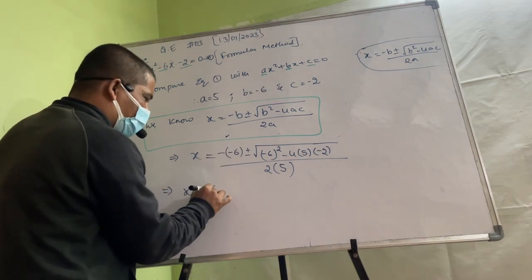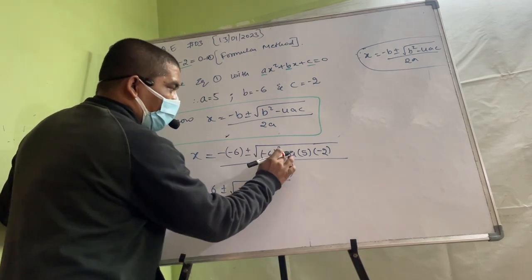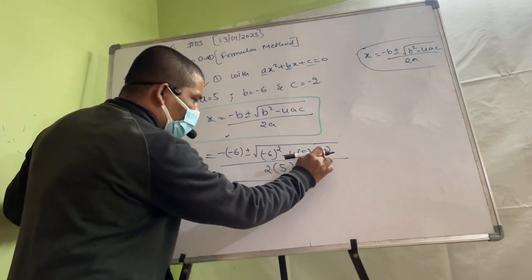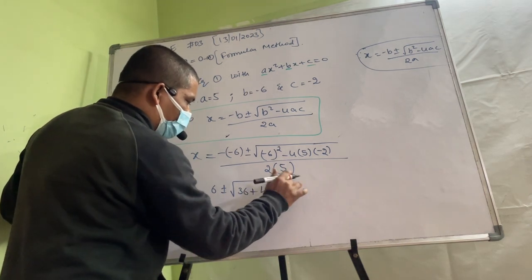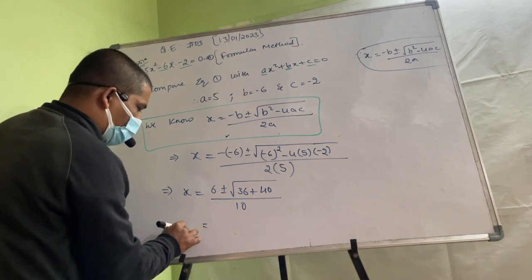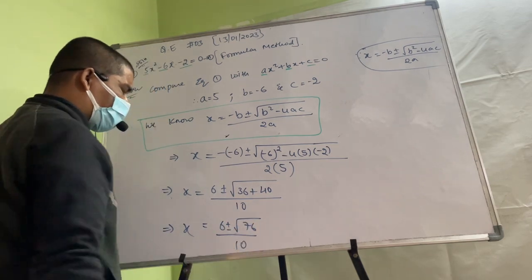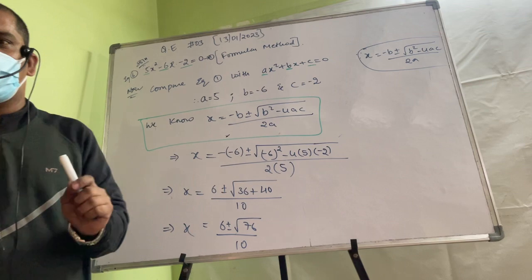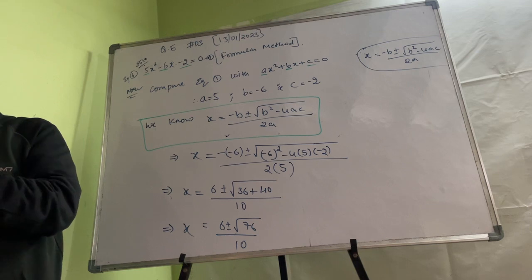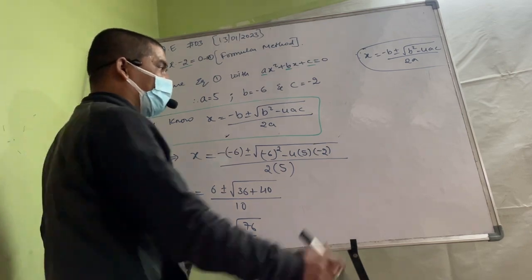Minus into minus, plus. So this is 6. Plus or minus. Minus 6 whole square, 36. Minus into minus, plus. 4 5s are 20. 20 into 2, 40. So this is 40. Whole divided by 2 into 5, 10. So 6 plus or minus under root 76 by 10. Under root 76 will have any perfect square? No. 9 nines are 81. 8 eights are 64, but 76 is not going to be a perfect square. So leave it as it is.